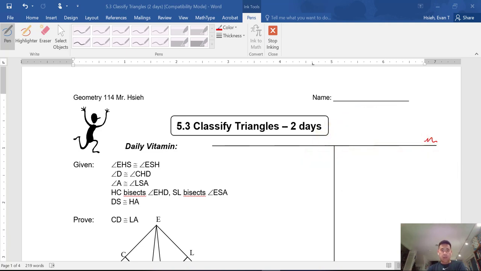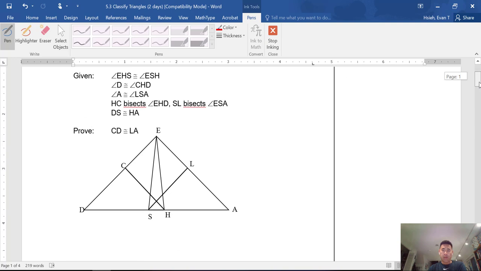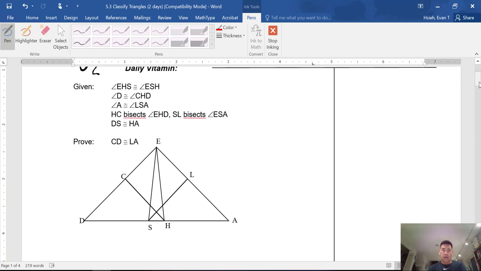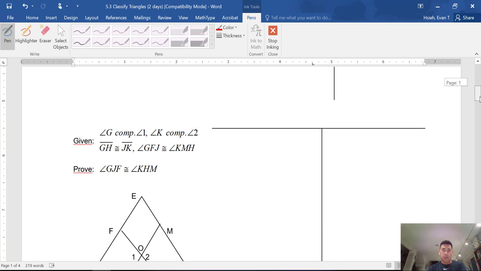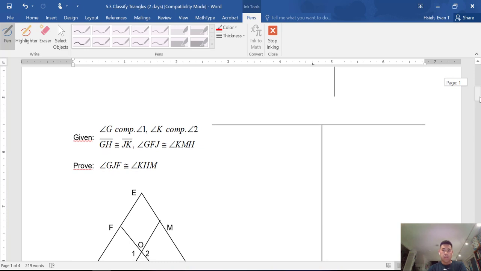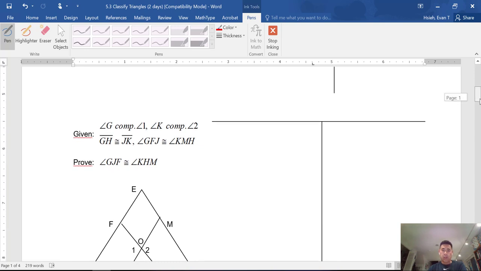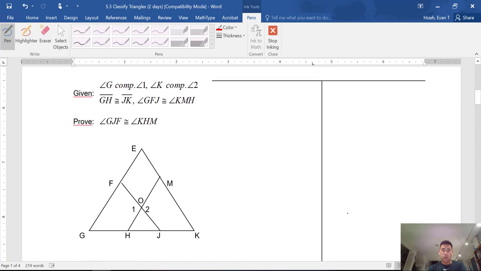Okay, so classifying triangles, the first two problems on this worksheet are actually problems from the previous section. They're just some longer proofs. Both are good proofs for you to go ahead and try. So I'm actually going to ask you to flip to the next page.